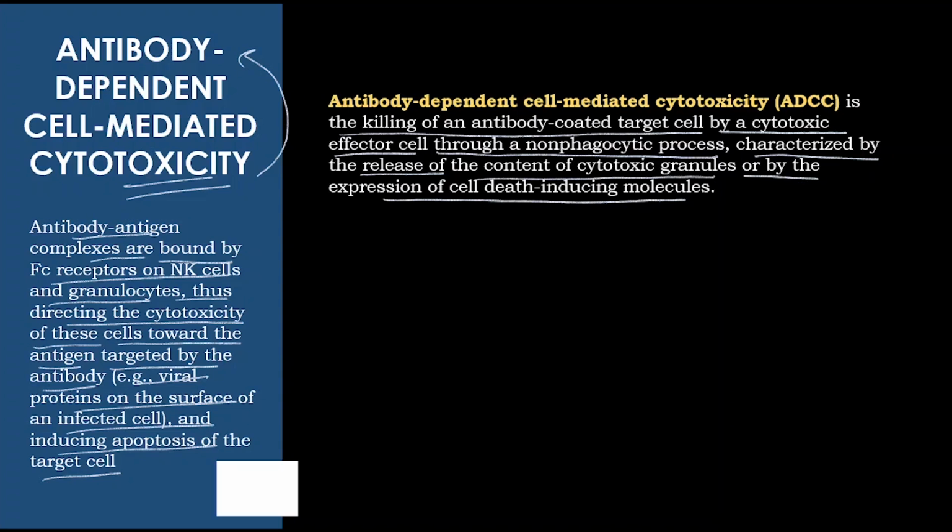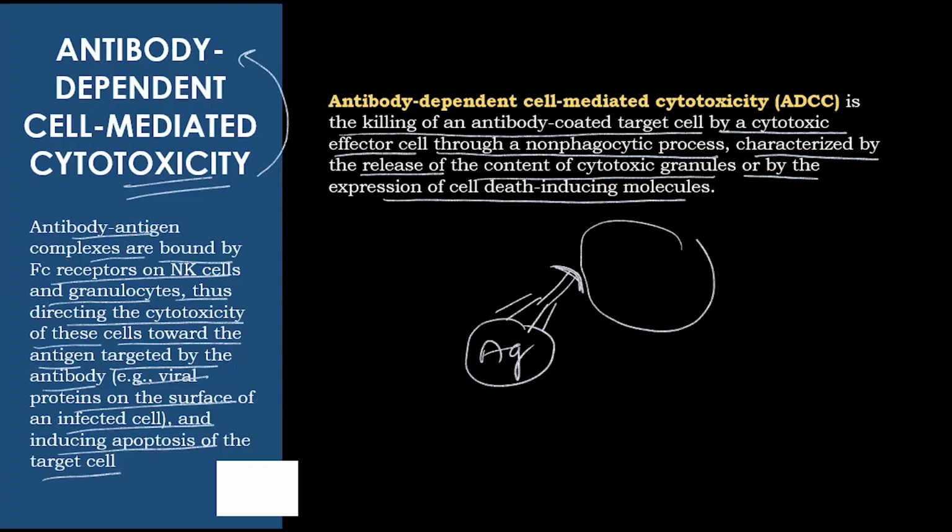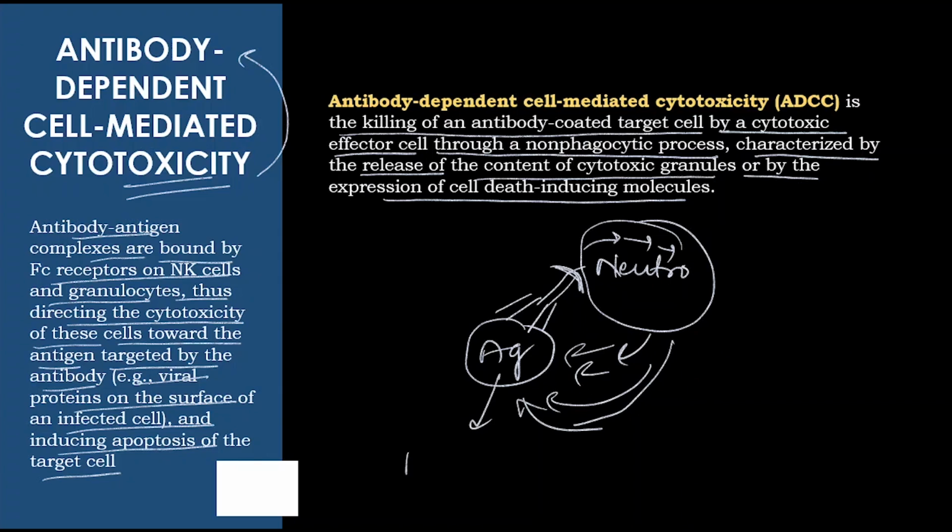Suppose this is the antigen, and the antibody is this, and they will be binding with the receptor of any cytotoxic cell. Suppose this is the neutrophil, and after binding with this there is signaling inside that cytotoxic cell, which has to release some mediators. Now they will release some mediators against the antigen, and further there is death or destruction of the antigen.